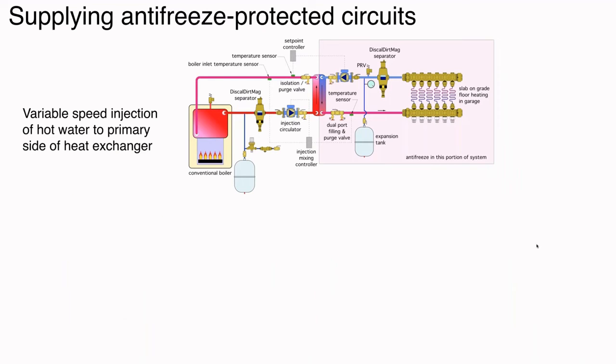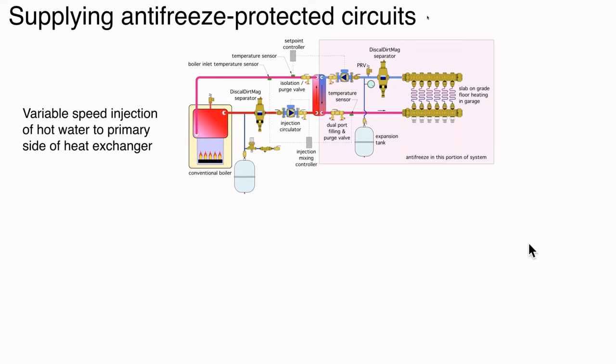Now, some freeze protected circuits. This is a pretty common application in hydronic systems. Here we've got a boiler going out to, let's say, floor heating in a garage. And perhaps the owners want the ability to just shut that heat off. Maybe they're going to go south for a couple weeks. They don't want to heat the garage. They don't want to worry about the system out there freezing.